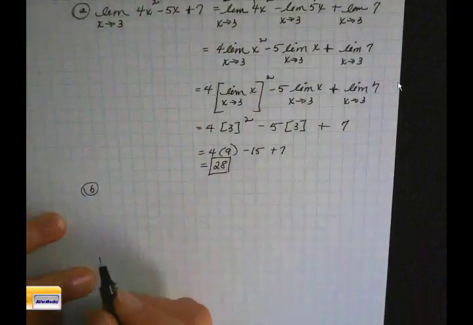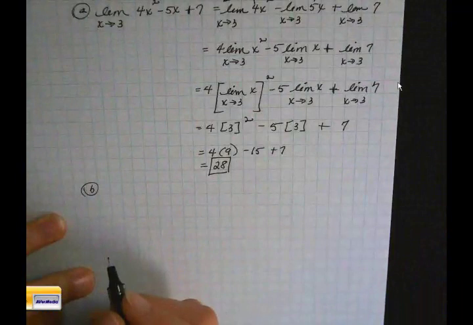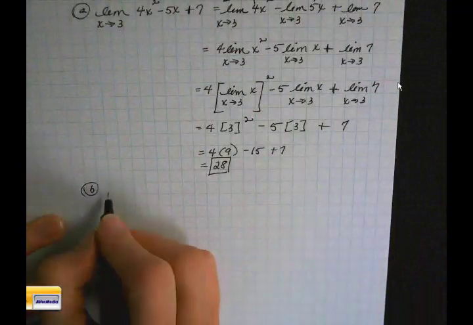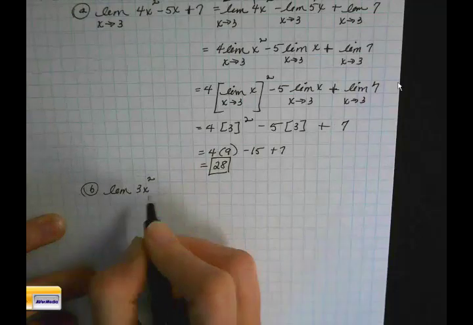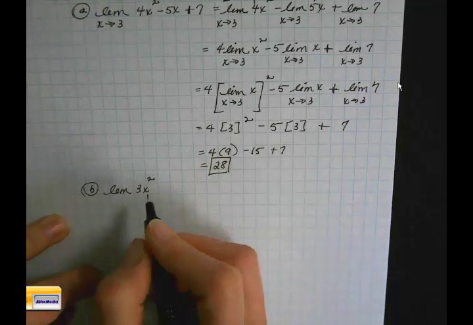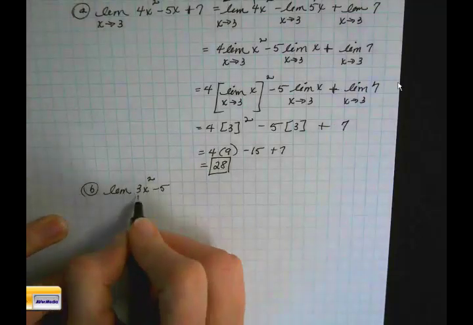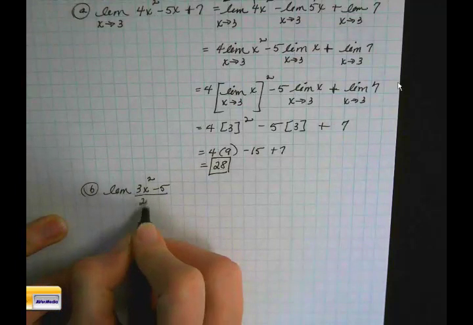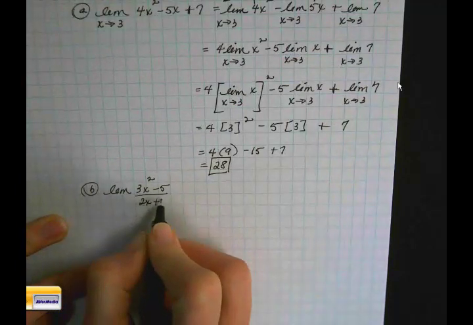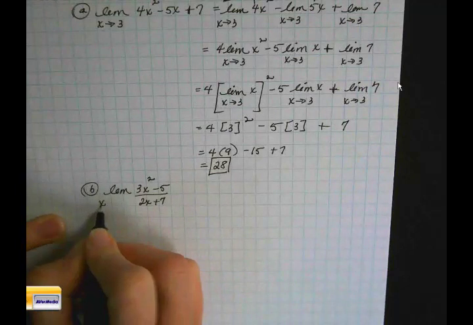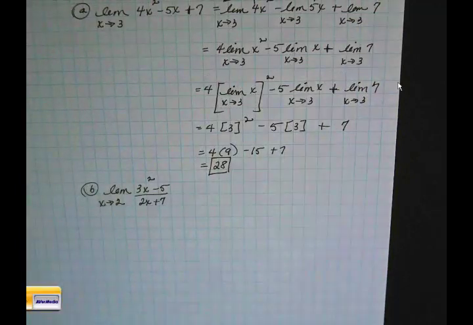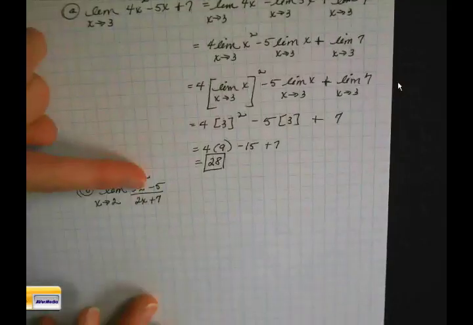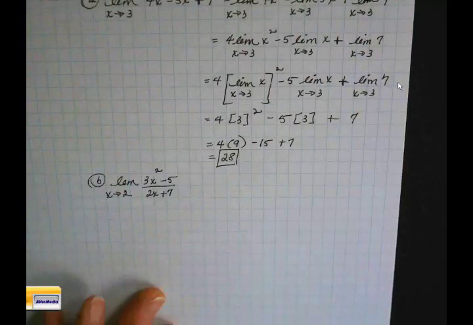We'll do another one just to make certain you're good at this. Suppose we want to take the limit of 3x squared minus 5 over 2x plus 7 as x is approaching 2. So it's a quotient. So by the quotient law, I should be able to take the limit of the top divided by the limit of the bottom.